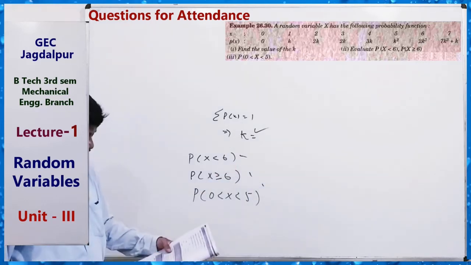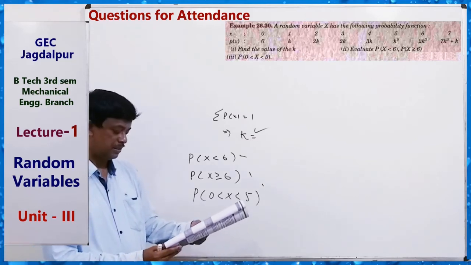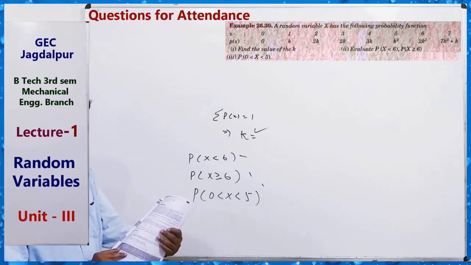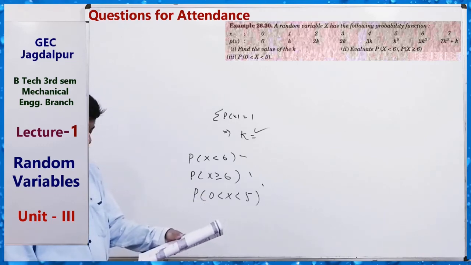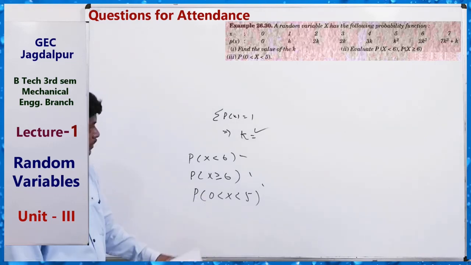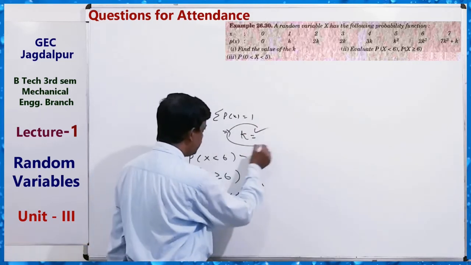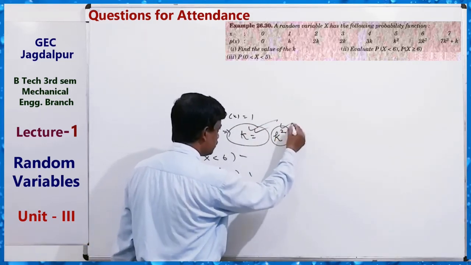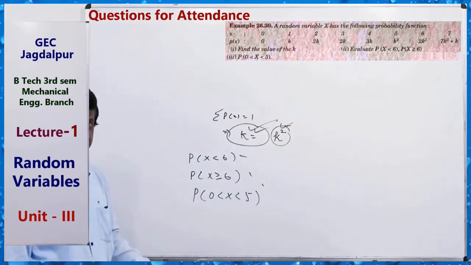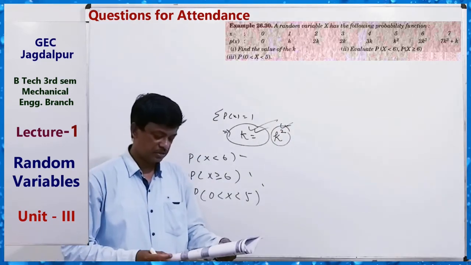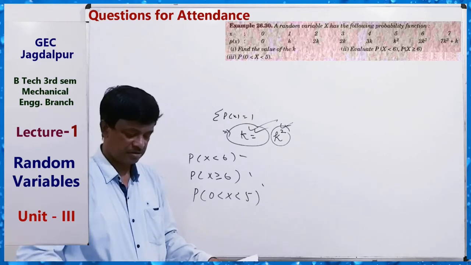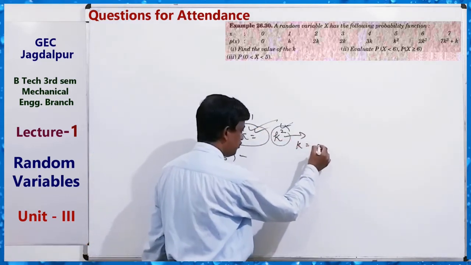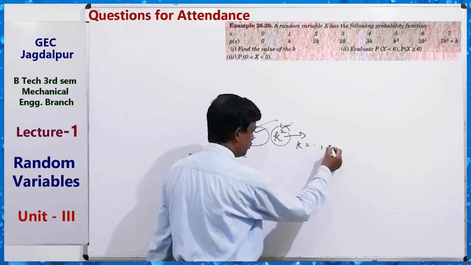But here, just see that for finding the value of k, there will be a quadratic equation, a second degree equation. So you have to factorize and then find the value of k, two values. Okay.